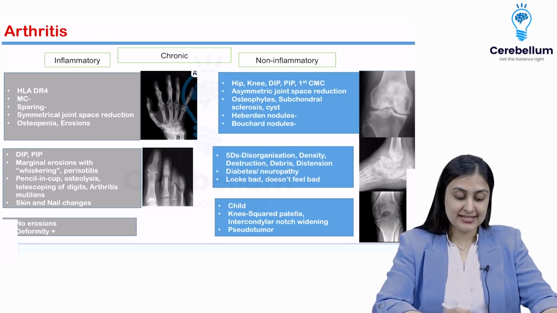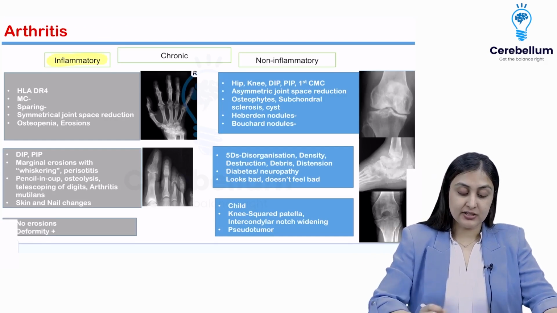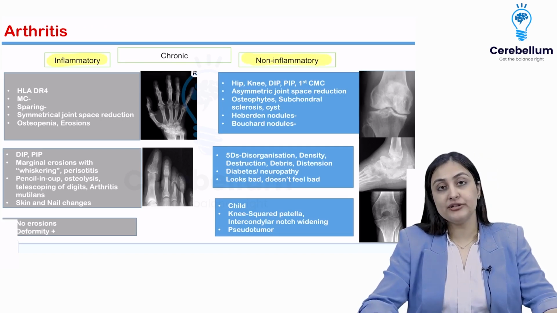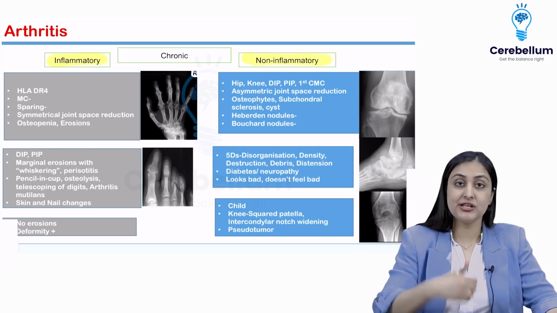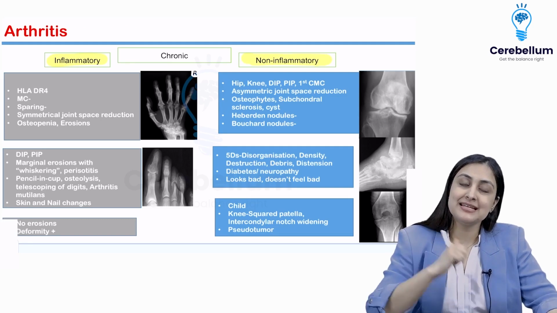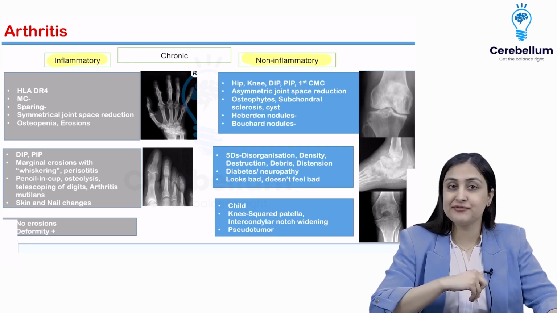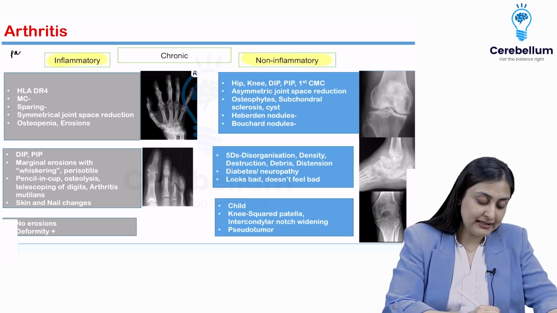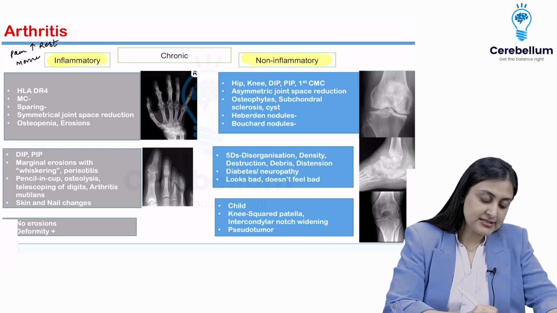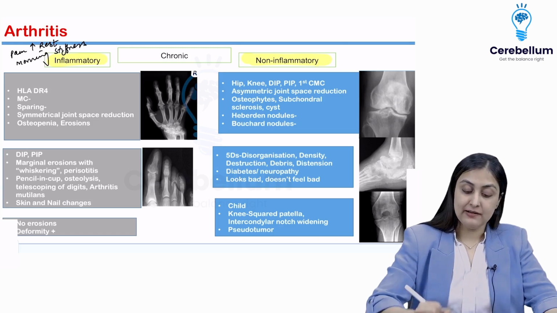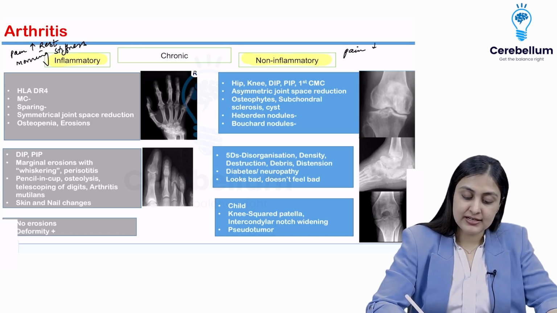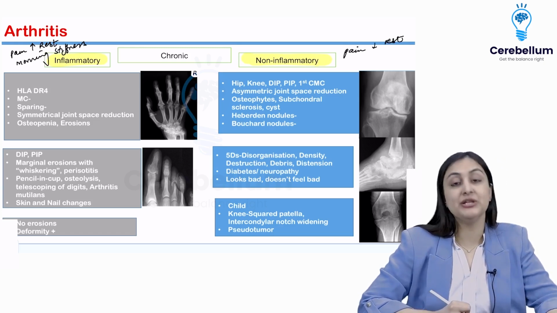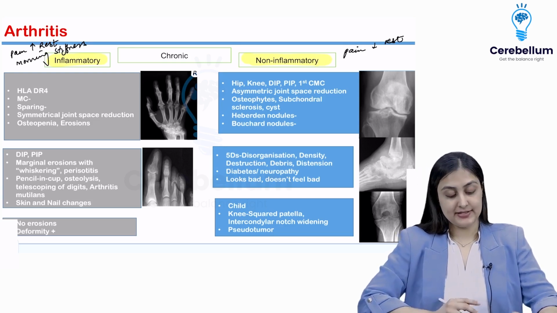So in a chronic setting, you have to divide in terms of inflammatory or non-inflammatory arthritis. So when you see that there is fever, raised ESR, CRP, morning stiffness is present, the pain increases on rest, that is how you are going to be diagnosing inflammatory, whereas pain which decreases on rest is going to be non-inflammatory arthritis.